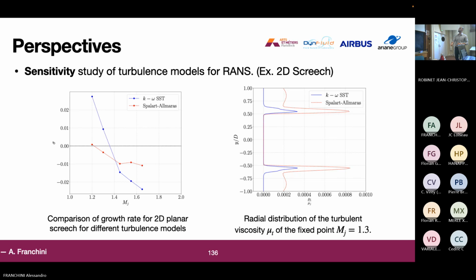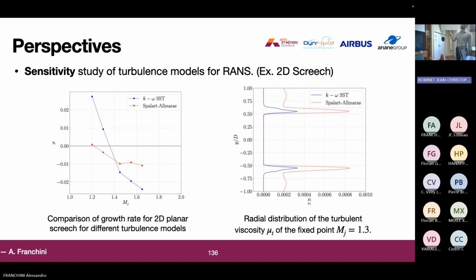Then, as a perspective, these methods could also be used to study the sensitivity of turbulence models and of different parameters of different modelizations. Here, for example, what we did is also start a case of a 2D planar screech case. And we tested this case with two different turbulence models, a K omega SST model and a Spalart-Allmaras model. And you can see that the growth rate of the most unstable mode with respect to MJ, the fully expanded Mach number, can greatly vary with respect to the turbulence model.